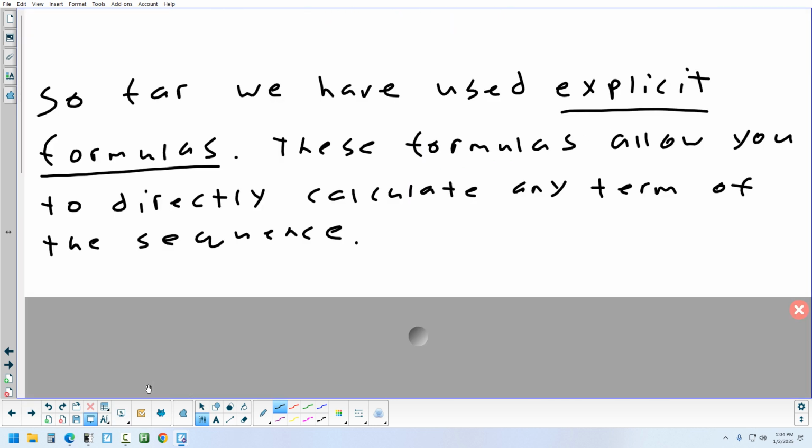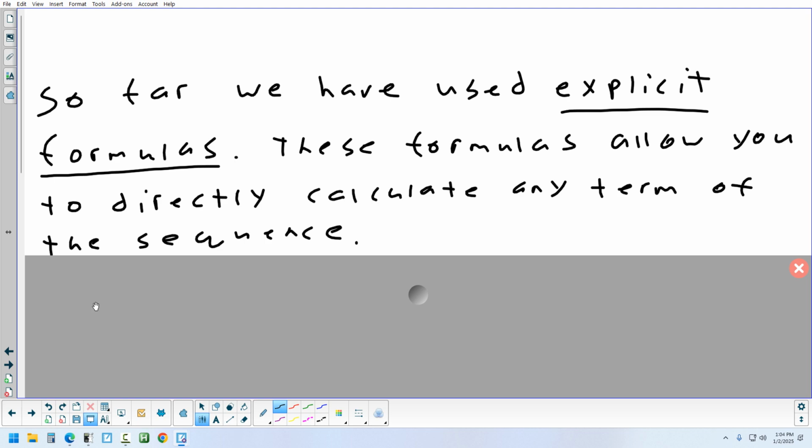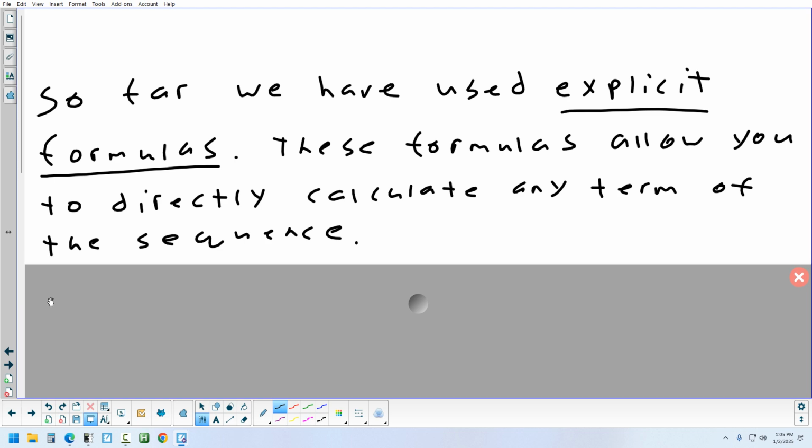Okay, so the kind of formula that I've been calling the good formula, the one that's easier to use, is called an explicit formula. An explicit formula allows you to find any term you want to know right away. So if you want to know the 304th term, you plug in 304, and there's your answer. An explicit formula is generally a little harder to figure out, but it's a lot more useful.